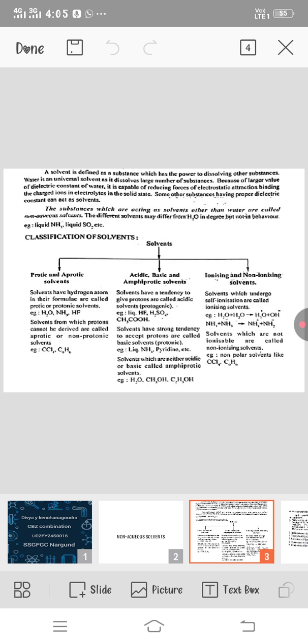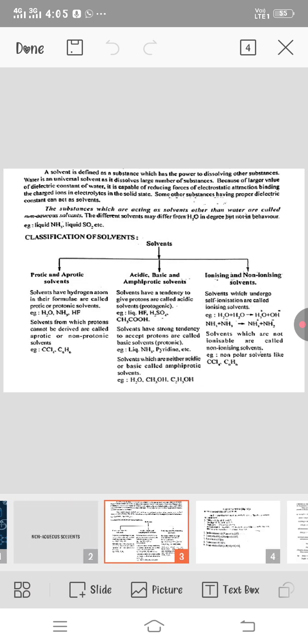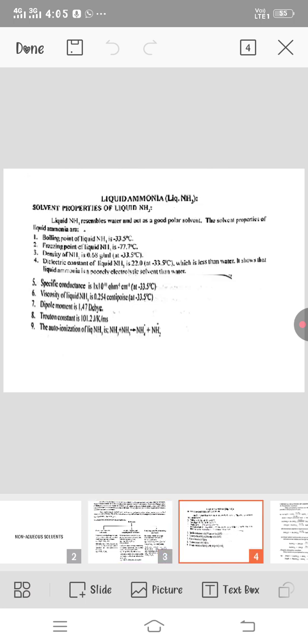Classification of solvents is of three types. First one is protic and aprotic solvents. Second one is acidic, basic and amphiprotic solvents. Third one is ionizing and non-ionizing solvents. Next, solvent properties of liquid NH3.